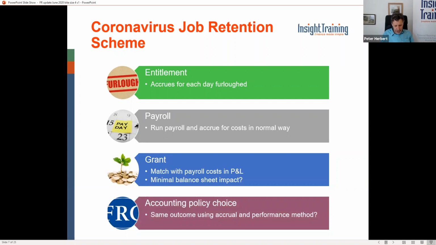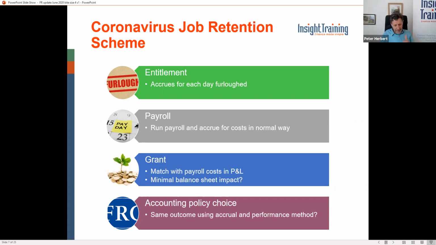And yes, accounting policy choice. As you mentioned on the previous slide, you've got the option to use the accrual method or the performance method for grants under FRS 102. The key thing to bear in mind, going back to the first point on this slide, is that the entitlement accrues for each day furloughed. So even if you're using the performance method, not the accrual method, you will basically bring the grant income in over time as the entitlement builds up. And that fundamentally means that whether you use the accrual method or the performance method, you do get the same answer from an accounting point of view.